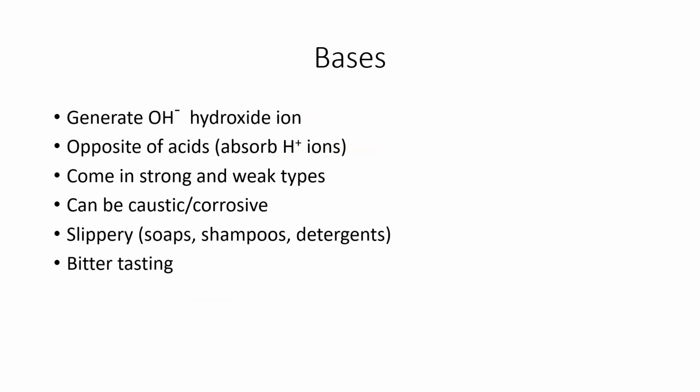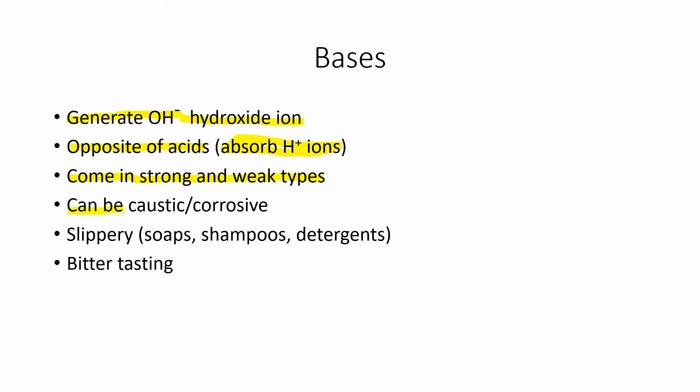When we look at bases, we have a couple different ways we could actually define bases. One way of defining a base would be that they generate the OH minus ion. Remember, that's that hydroxide ion. But we can also think about bases another way. We can also think about bases as kind of being the opposite of acids. So if acids produce or generate H plus ions, then bases need to do the opposite. Bases are going to absorb H plus ions. Kind of think of them almost like sponges that can suck up H plus ions. Just like the acids, the bases also come in both strong and weak varieties.